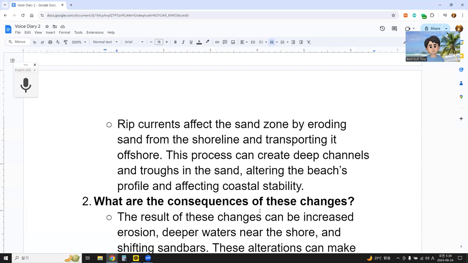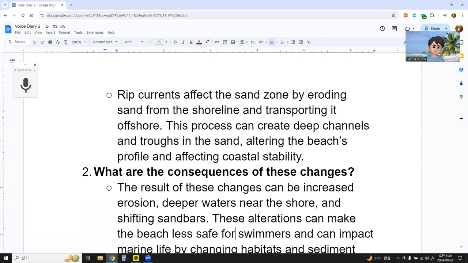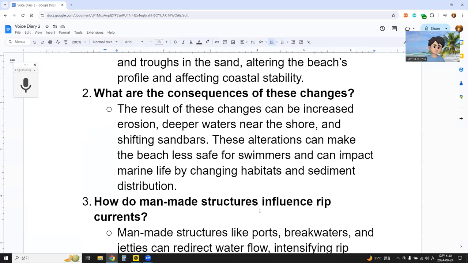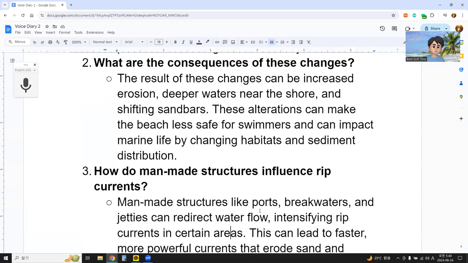What are the consequences of these changes? The result of these changes can be increased erosion, deeper waters near the shore, and shifting sandbars. These alterations can make the beach less safe for swimmers and can affect marine life by changing habitats and sediment distribution.